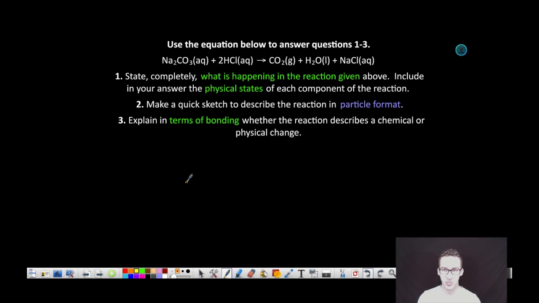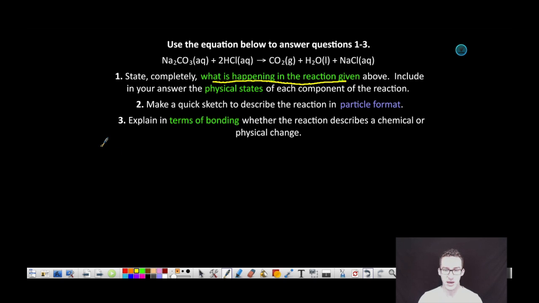All right, so some quick practice problems to make sure we're all on the same page. It says use the equation below to answer questions 1 through 3. Question number 1 says state completely what is happening in the reaction given above. Include in your answer the physical states of each component of the reaction. So again, it's really important that you're able to translate what's happening at the macroscopic level to a chemical equation, and vice versa. So can you look at a chemical equation and translate it to what would have happened in the macroscopic world? So here we go.